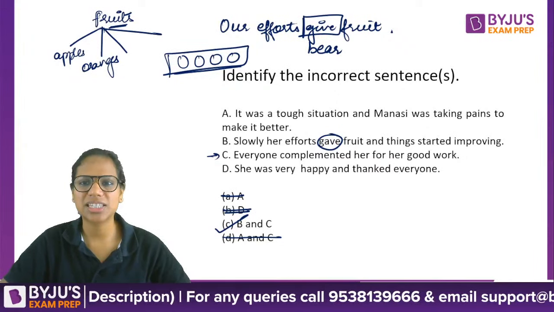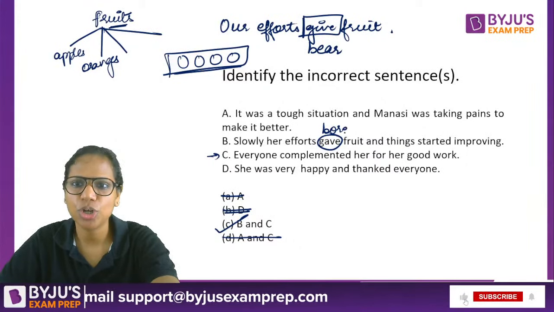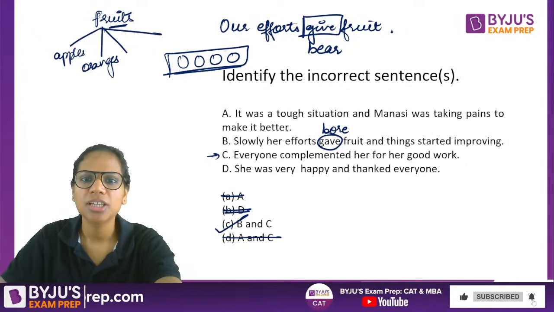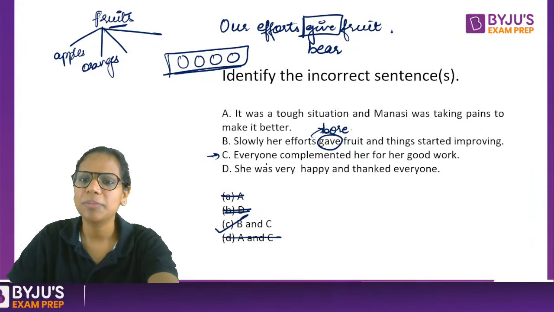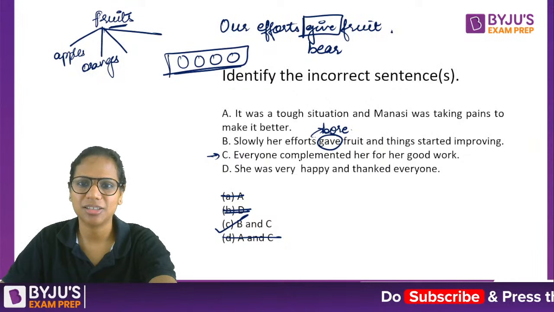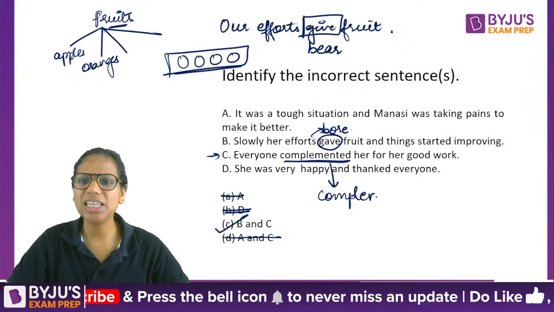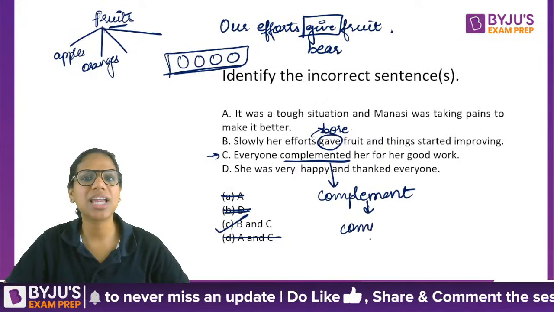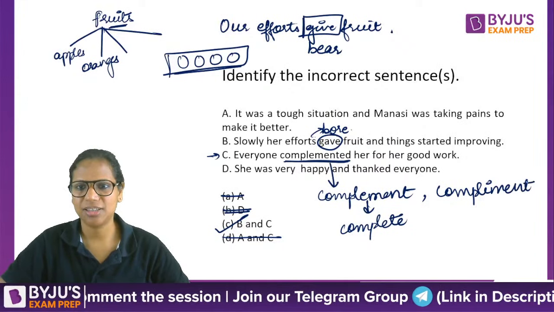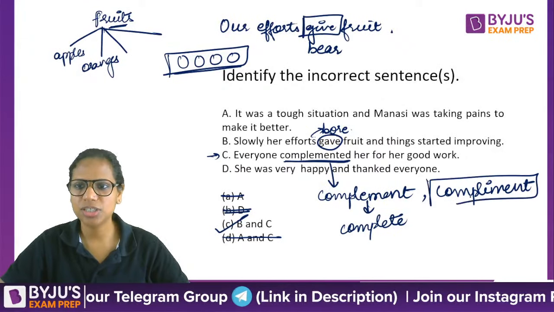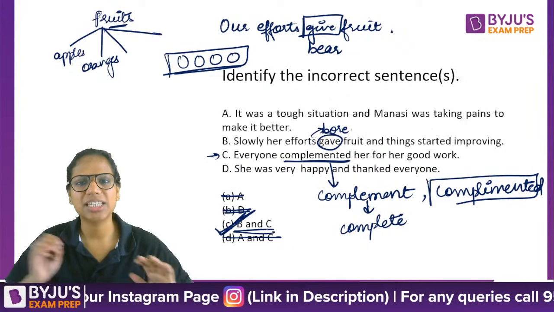Let's have a look at sentence C. Everyone, yes. So this one will be bore fruit because this is in the past tense. You're absolutely correct, Anushka. Slowly her efforts bore fruit. Past tense of bear. Everyone complimented her for her good work. Is this complimented correct here? Complement with an E means to complete, like complementary angles in mathematics. The one with an I means to praise. So everyone praised her for her good work. So this is the complimented spelling that I need. C. Okay. So B and C are erroneous here.